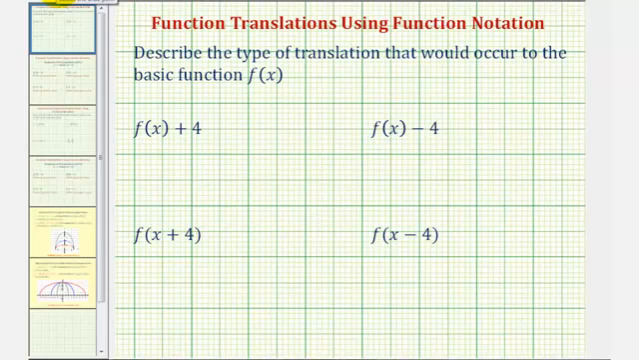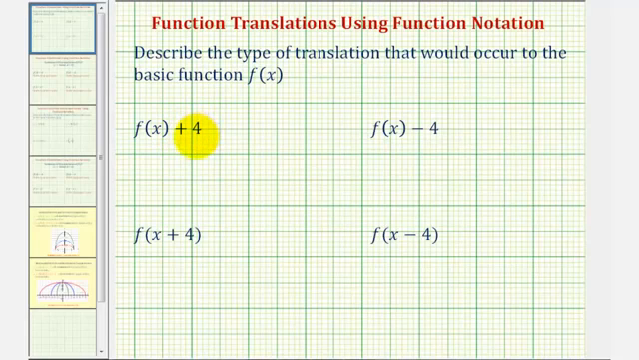We want to describe the type of translation that would occur to the basic function f of x. We're given f of x plus 4, f of x minus 4, f of the quantity x plus 4, and f of the quantity x minus 4. Looking at these first two examples, notice how we're adding or subtracting 4 from f of x, which would be the function value or the y value.